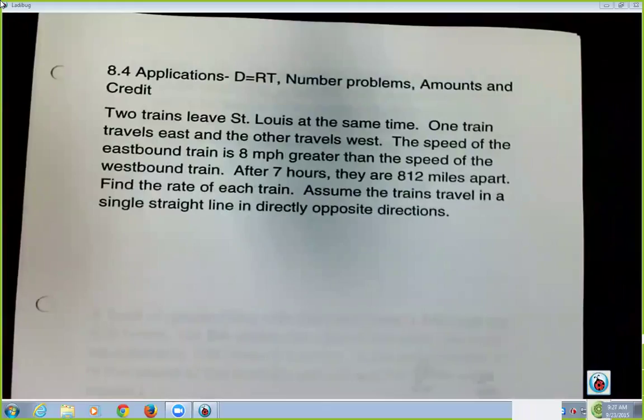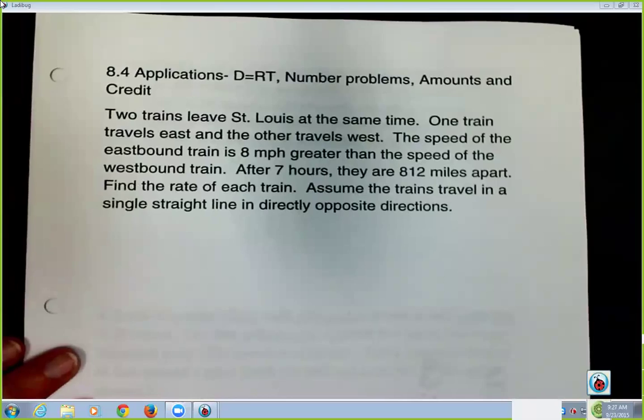So 2 trains leave St. Louis at the same time. One train travels east, the other travels west. The speed of the eastbound train is 8 miles greater than the speed of the westbound train. After 7 hours, they are 812 miles apart. Find the rate of each train. Assume that the trains travel in a single straight line in directly opposite directions.